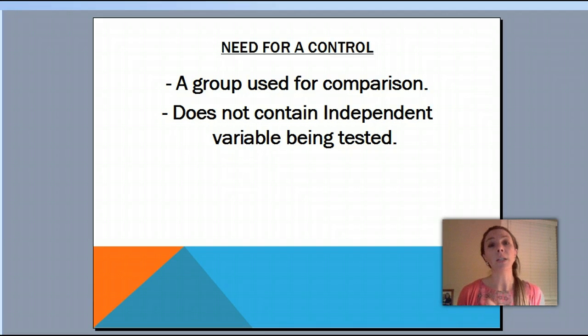If I really wanted to test that out, what I'd have to do is have a group of students that doesn't study at all, right? That I don't change anything, that I'm going to compare my test group to. And if I find that there's a relationship between studying and increasing grades, then I know it's because I changed the amount of time, right? So I'm not changing anything in the control group. I use it to compare the independent variable group to.